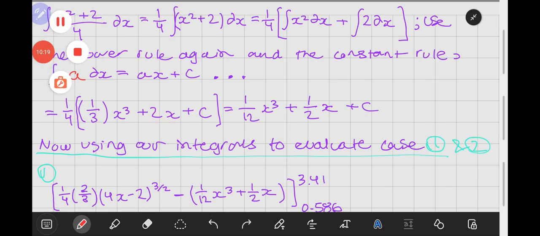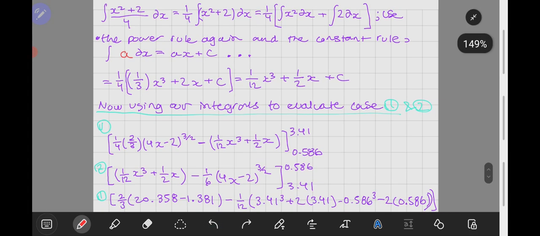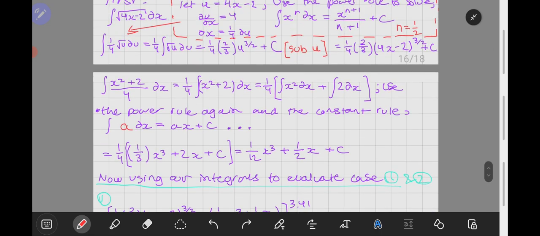Just a moment. Now, continuing onward, if we expand the 1 over 4 into our equation, we get 1 over 12x cubed. 4 times 3 is 12. And we get plus 1 over 2x, because of the 2 and the 4 there. Okay. So then we use our two cases, and we will evaluate these functions for the limits.